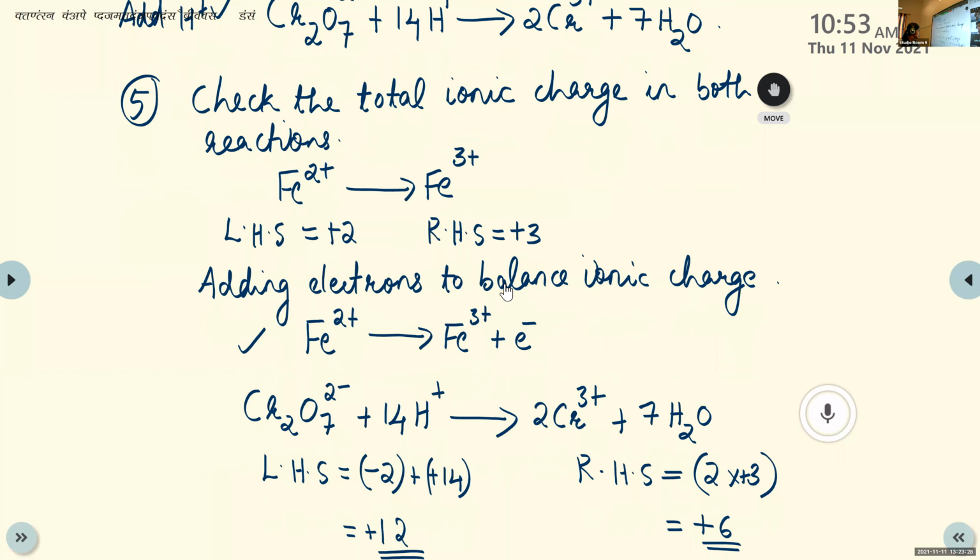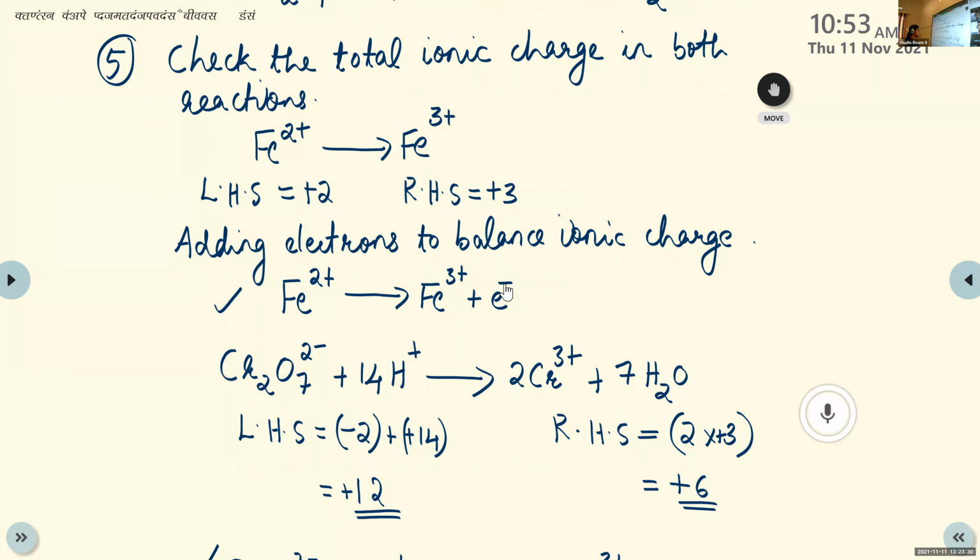Second one, reduction half. Cr2O7 2 minus plus 14H plus gives 2Cr3 plus plus 7 H2O. So look at the total ionic charge on the left hand side. Here -2 for Cr2O7 and plus 14, that means 14H plus, that means 14 into 1. So the total, -2 plus 14, is +12.